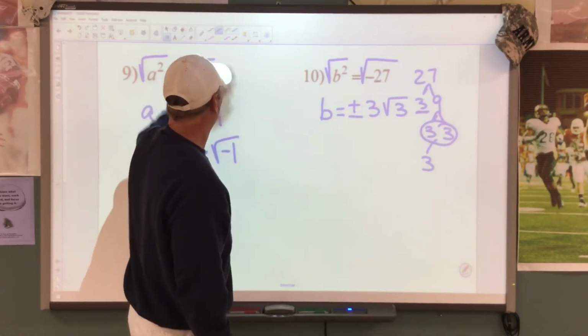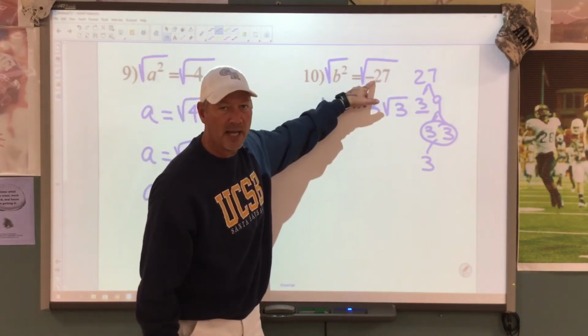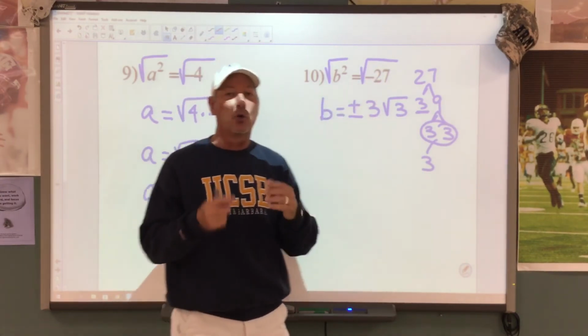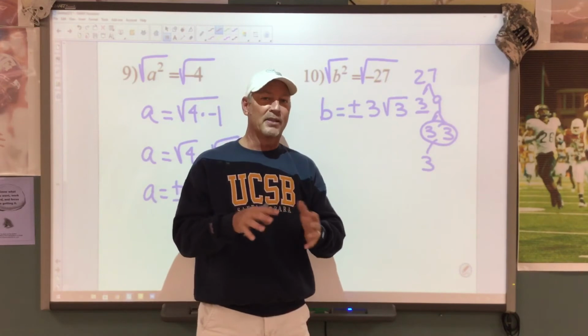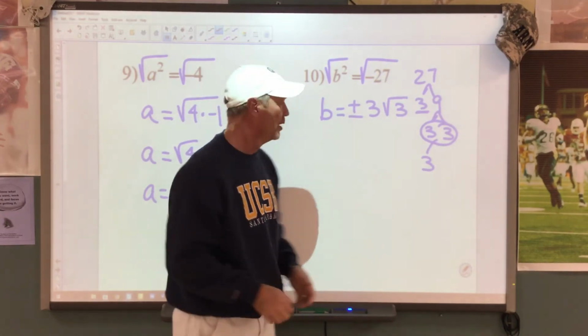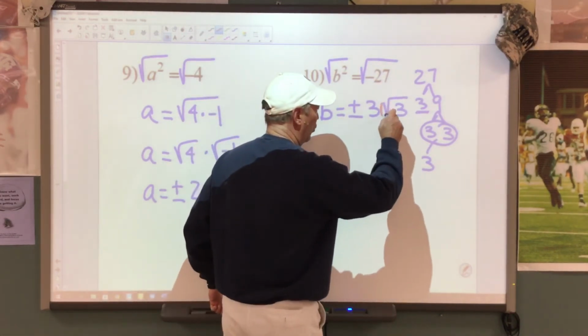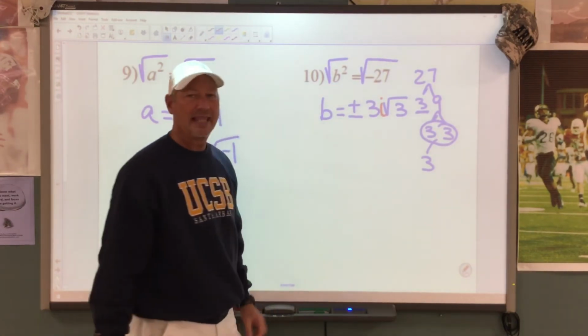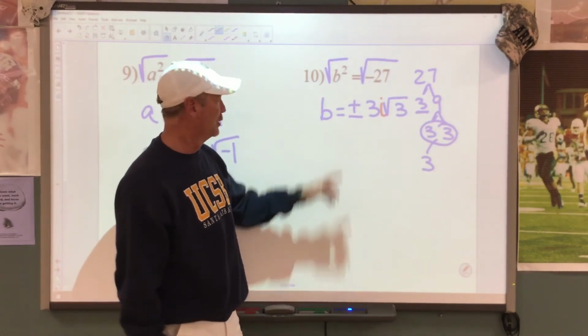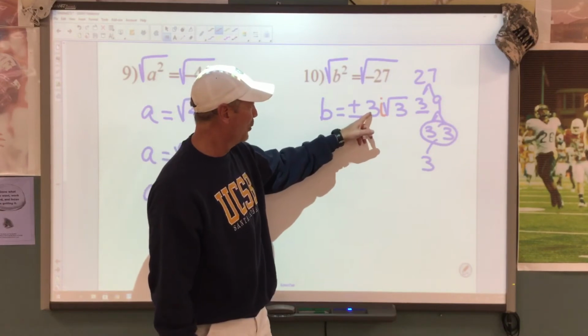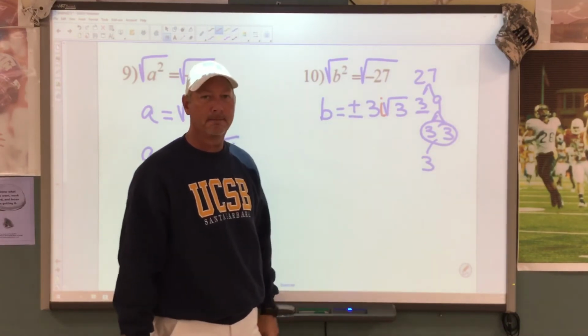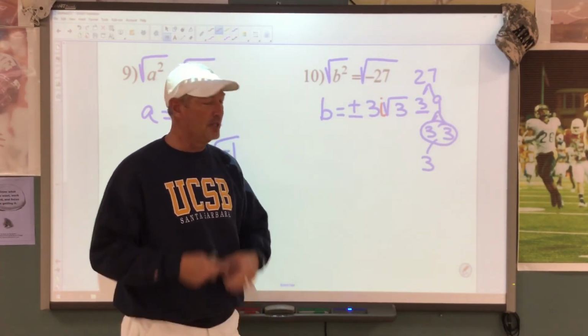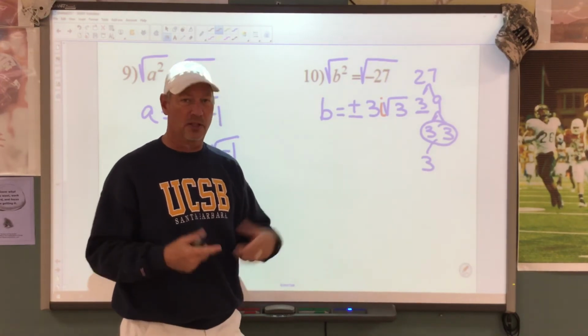But we said that if we take the square root of a negative, we're going to get an i. The question is, where in the answer should we put the i? You need to put the i right in front of the radical. That's where the i belongs. So this would be plus or minus 3i square root of 3. Okay? You just need to practice, ask questions, but let's keep moving forward.